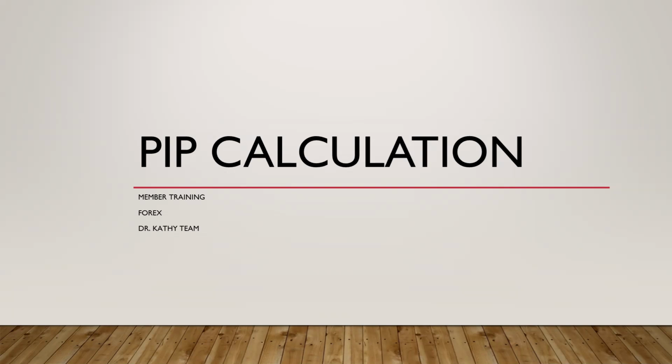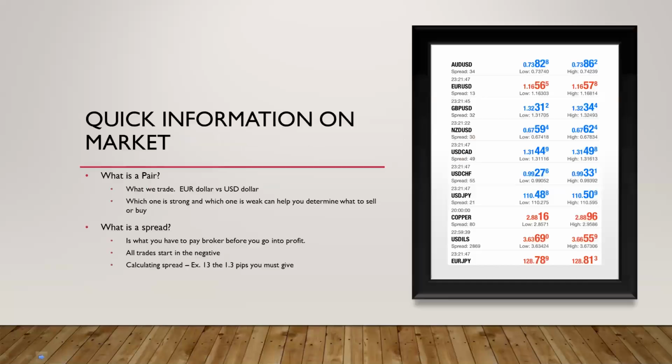We're going to start off with the PIP calculations. And let's go over here and get started. Okay, quick information on the market. What is a pair? What we trade is the euro dollar versus the US dollar, which one is strong and which one is weak. It can help you determine what to sell or what to buy.